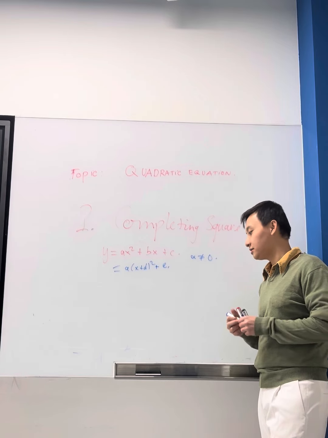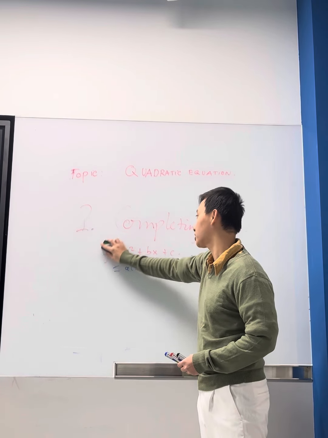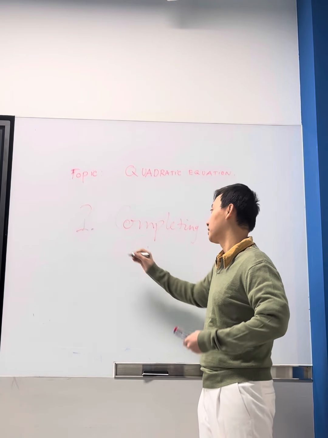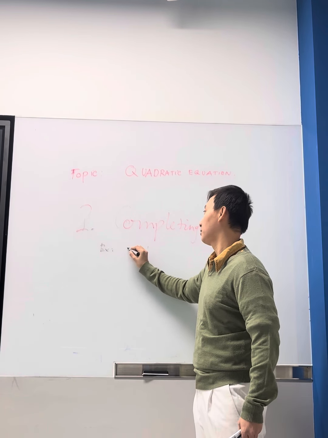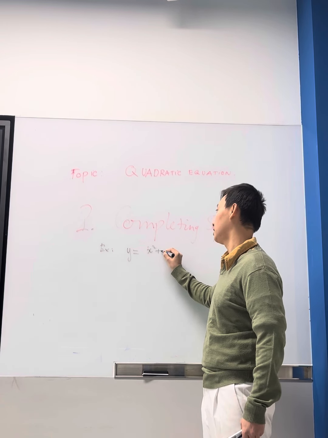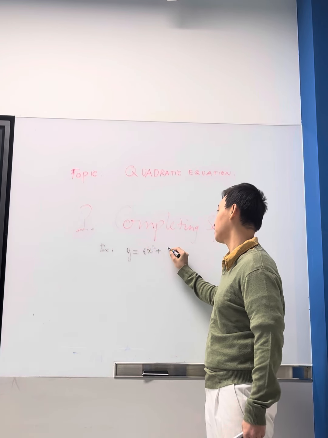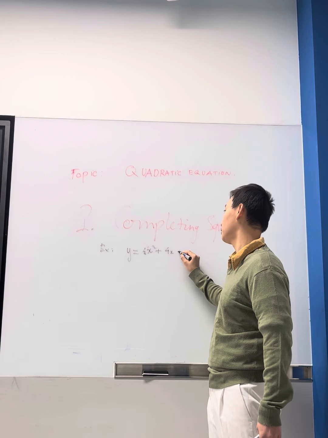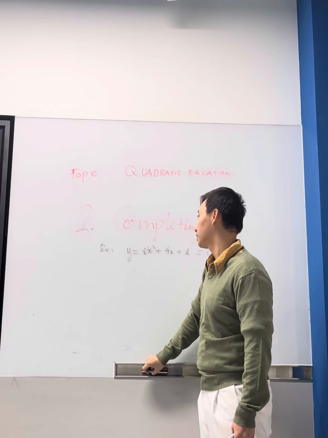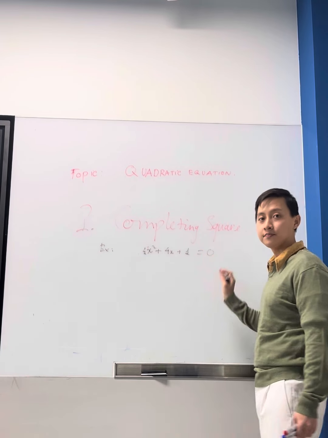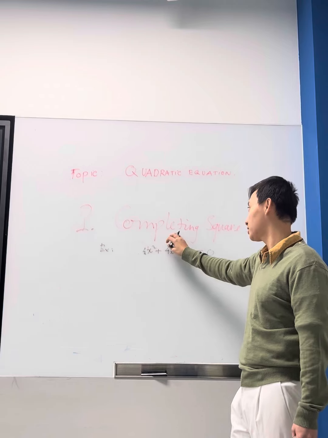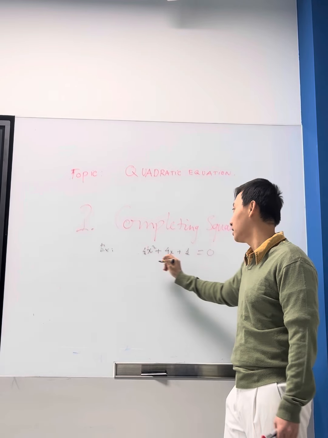Alright, so one typical example for this question is, for example, y equals x squared plus 4x plus 1, equal to 0. So how can you solve this equation? The first step, try to turn it into the form of completing the square, right?